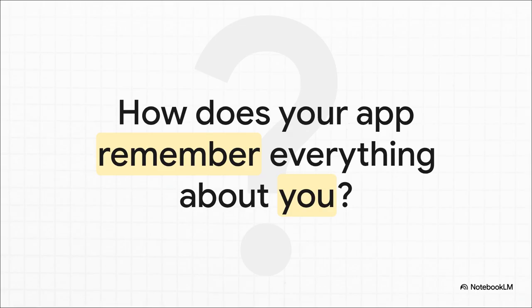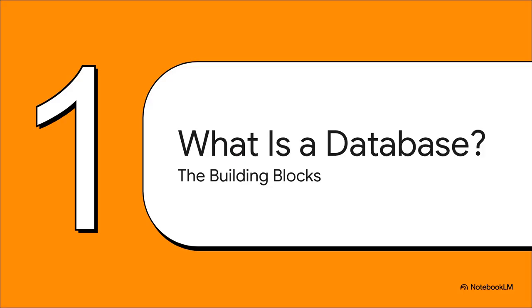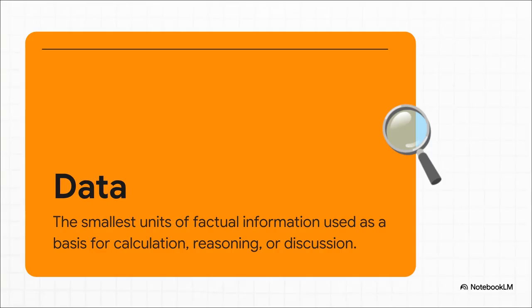Well, the secret is this incredibly organized system that's designed to store and pull up information in the blink of an eye. So to understand that system, we've got to start at the very beginning. We need to look at the smallest, most basic piece of the whole puzzle, the data itself. Now, data on its own is just raw, unorganized information.